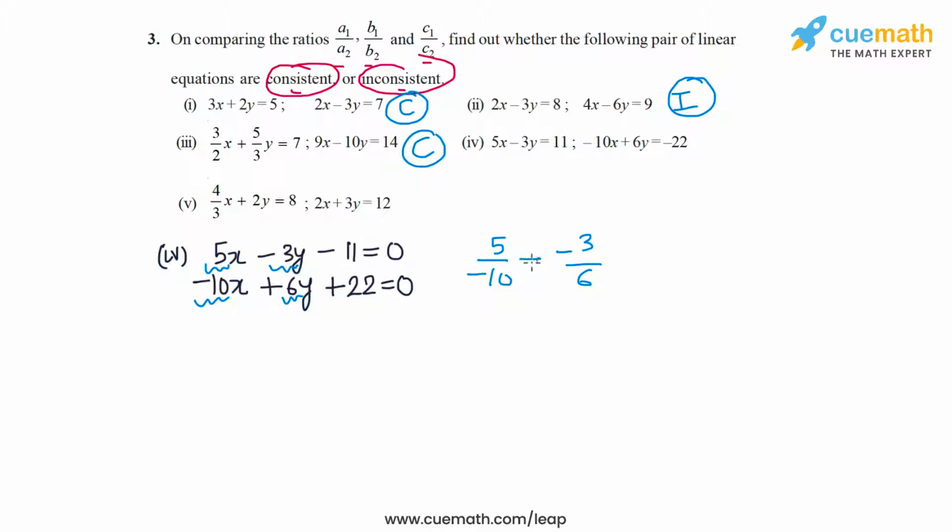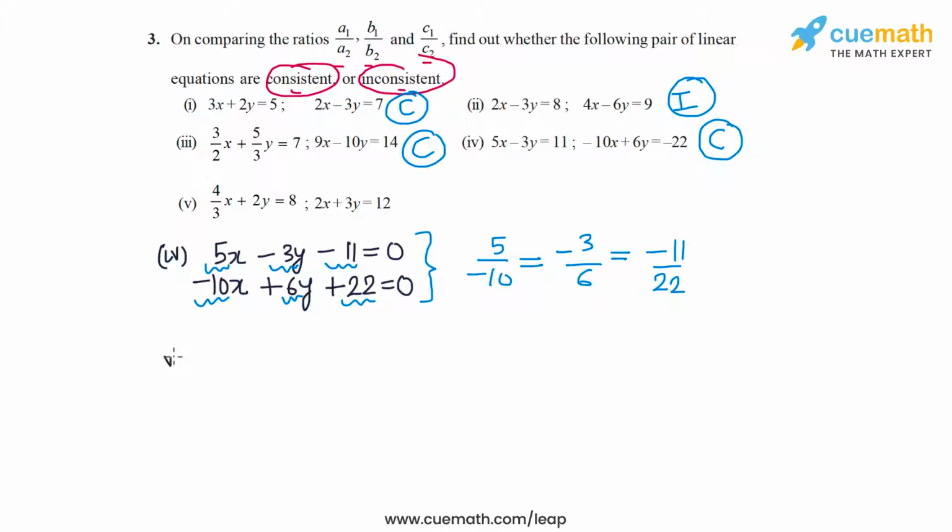So these two ratios are equal, which means we need to check c1/c2. So c1/c2 is −11/22, which is also equal to −1/2 in the lowest form. So all three ratios are equal, which means that the lines representing this pair will be coincident. They will be identical, which means that this pair will have infinitely many solutions, so it is consistent.